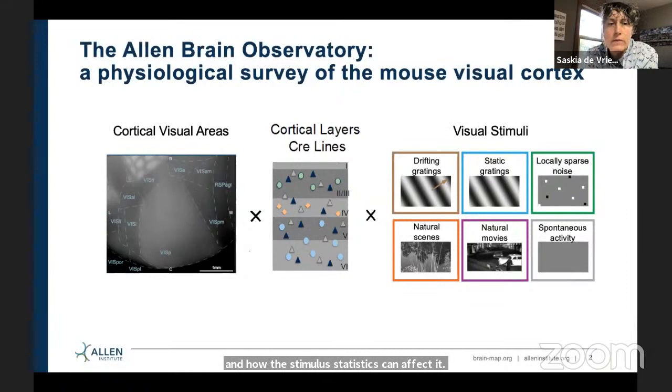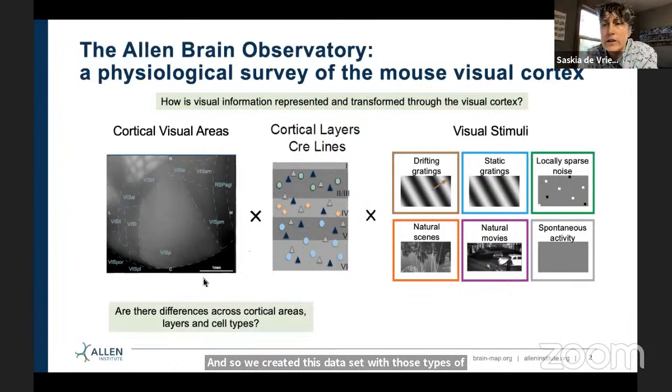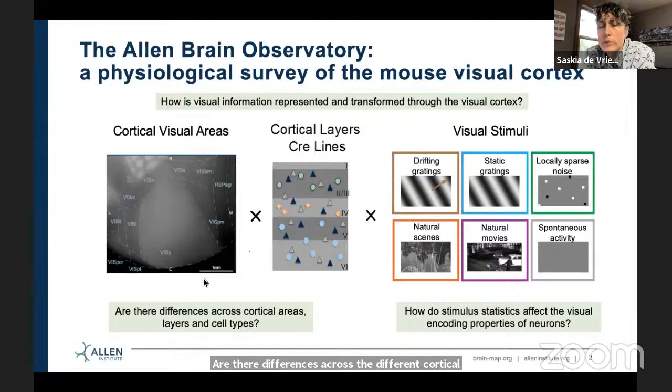How is visual information represented and transformed through this circuit? Are there differences across the different cortical areas and cortical layers and cell types? And do we see that these stimulus statistics can affect the encoding properties of the neurons that we're imaging?